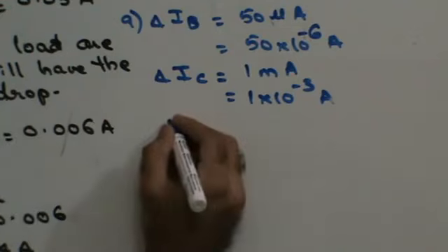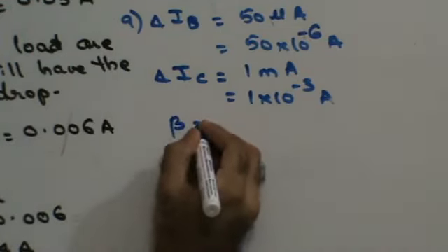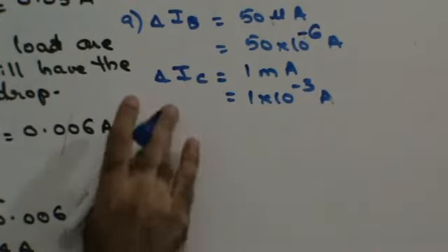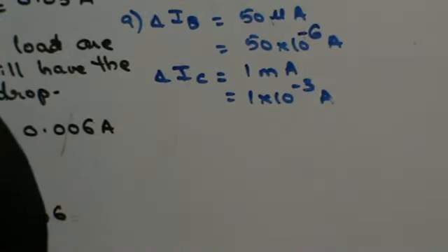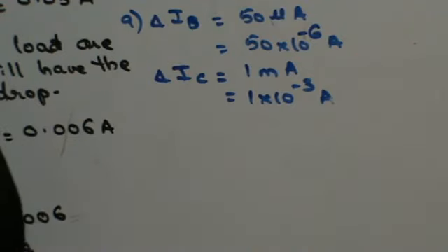What is the current gain? What will be the change in the emitter current? Also find out the value of alpha.